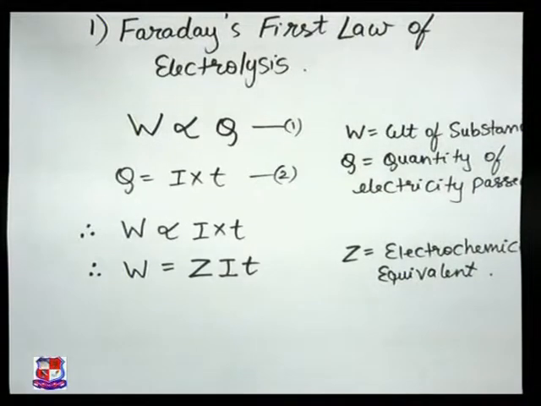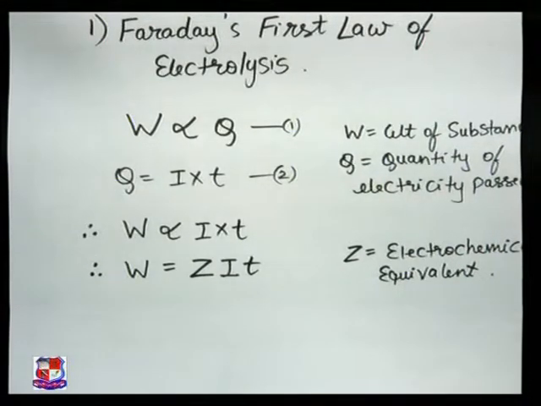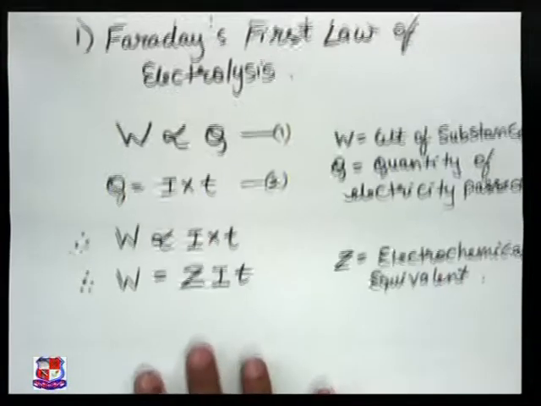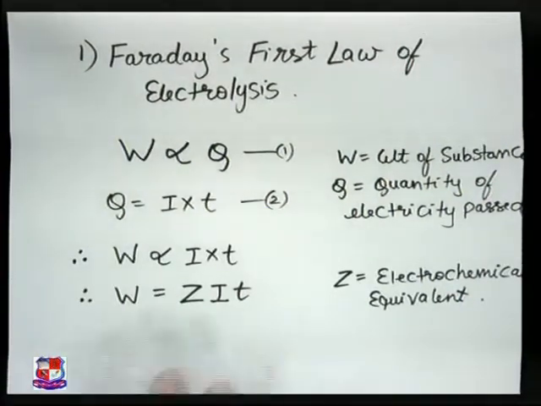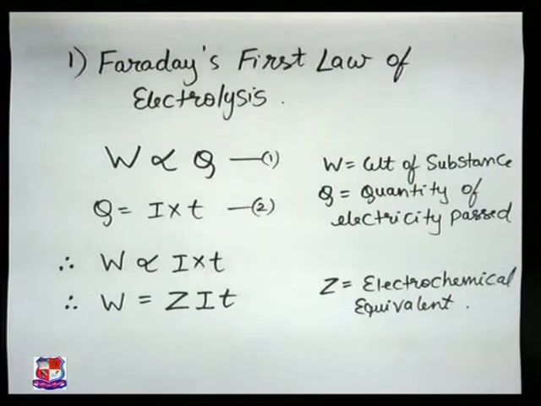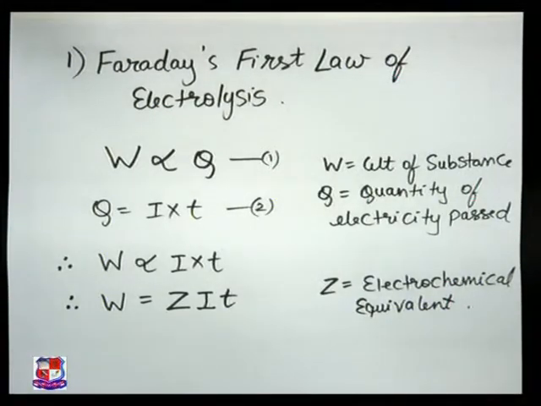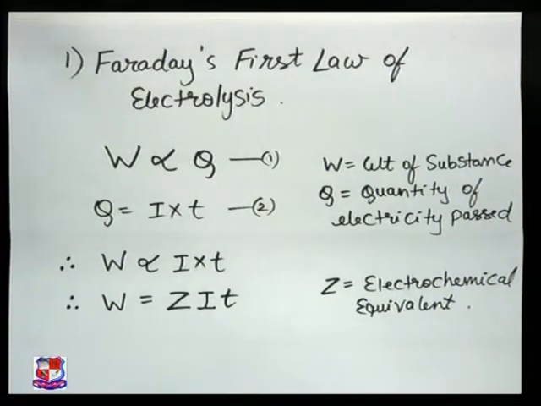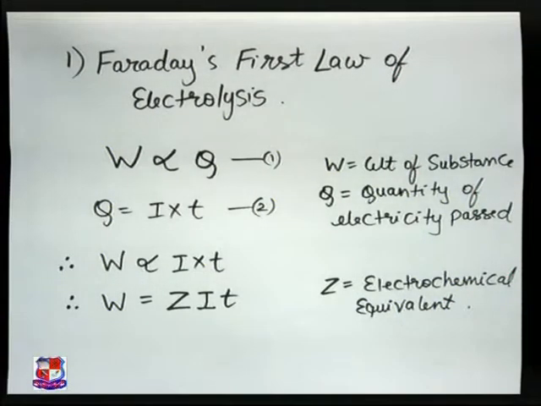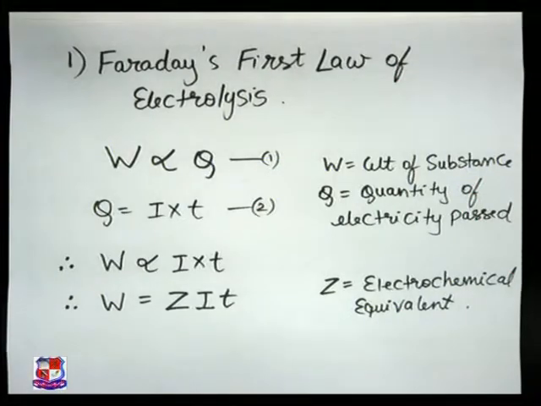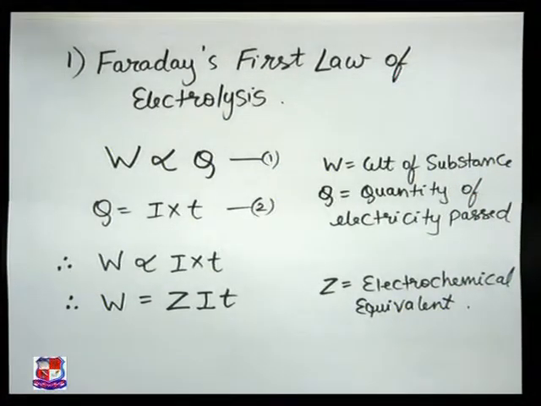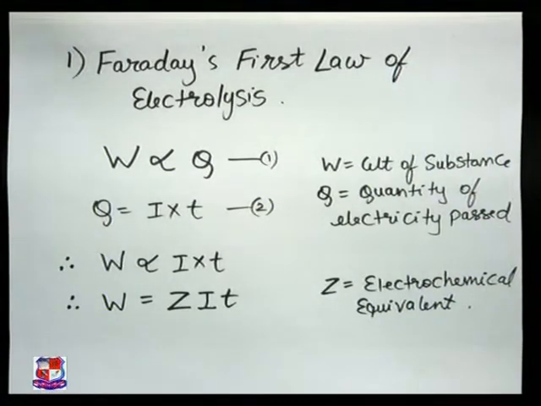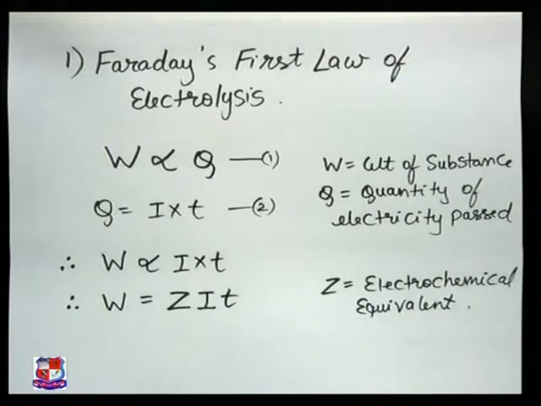Now, the mathematical form of Faraday's law. The mathematical form here is very important. What was the law stating? If you try to recollect the lines, the weight of substance that is liberated at the electrode is directly proportional to the quantity of the current passed. That was our Faraday's law. Now let us try to put it into some mathematical form.